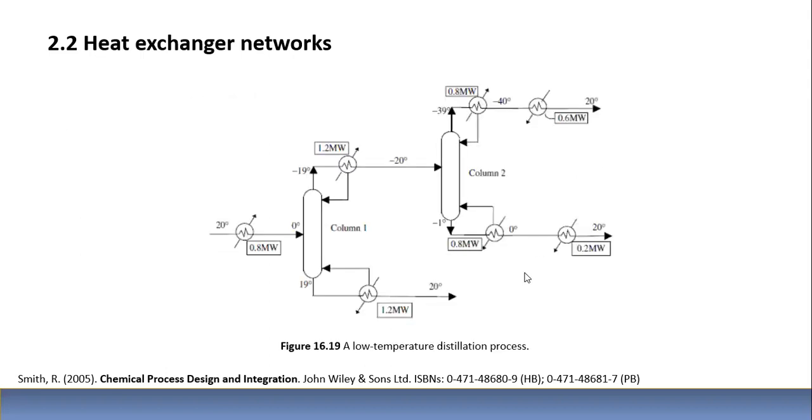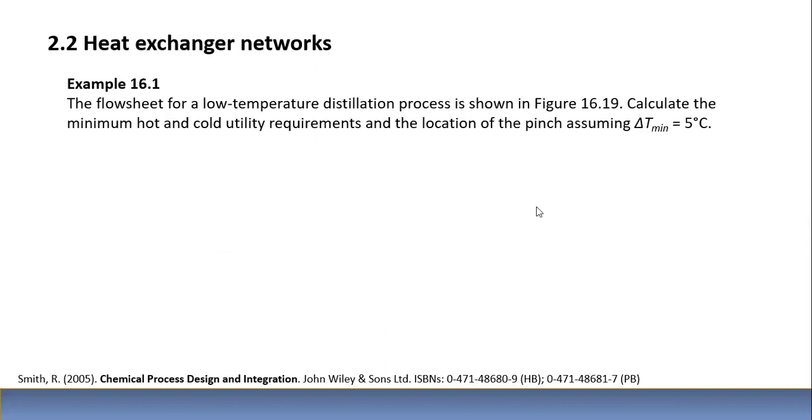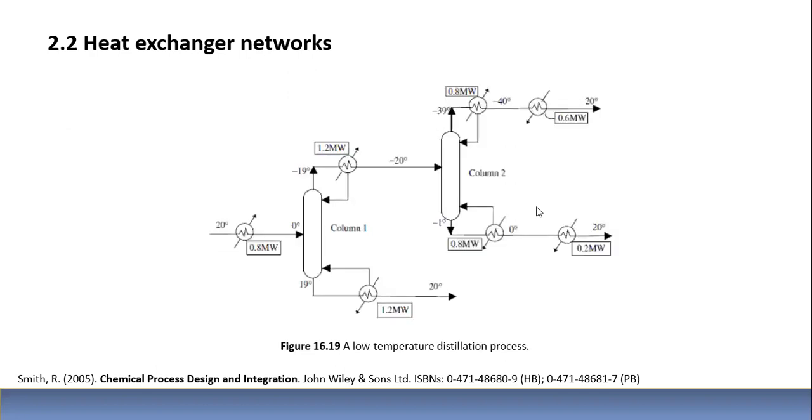Okay, so there is an example of a flow sheet for a low temperature distillation process, shown in figure 16.19. This is another process, different than the one we saw in figure 16.2. Calculate the minimum hot and cold utility requirements and the location of the pinch, assuming delta T minimum is 5.